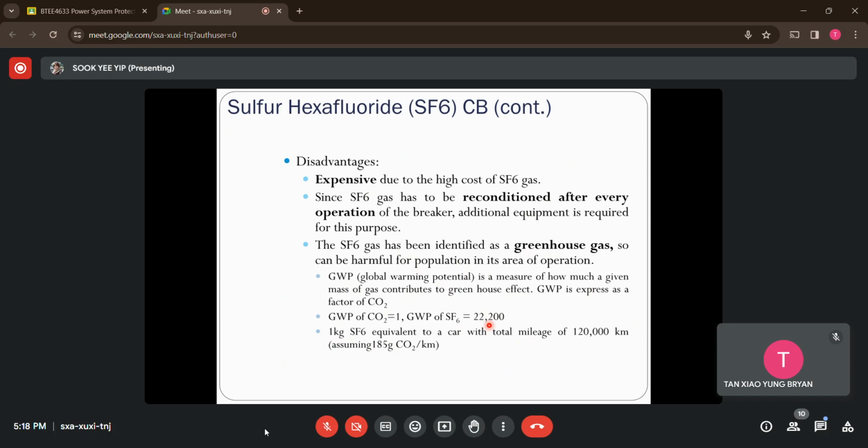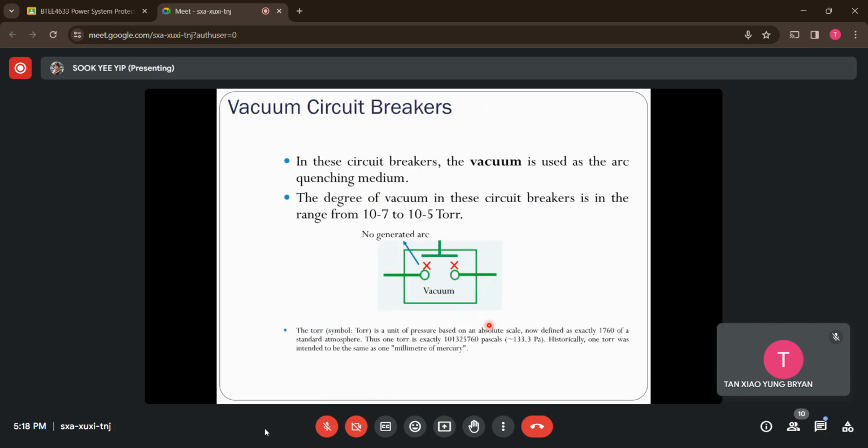Now the next type of breaker to be introduced to you is known as the vacuum breaker. The method to eliminate the arc is by using the vacuum, of course. So the idea behind these kinds of breakers, right?